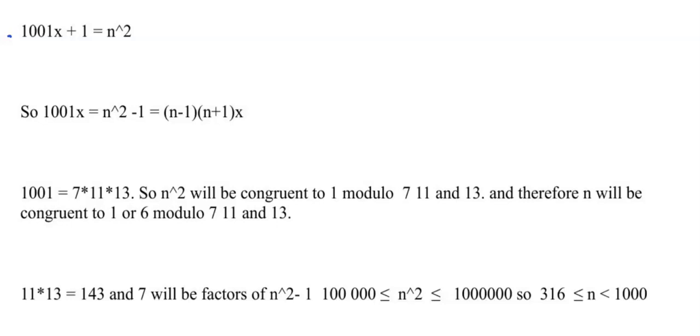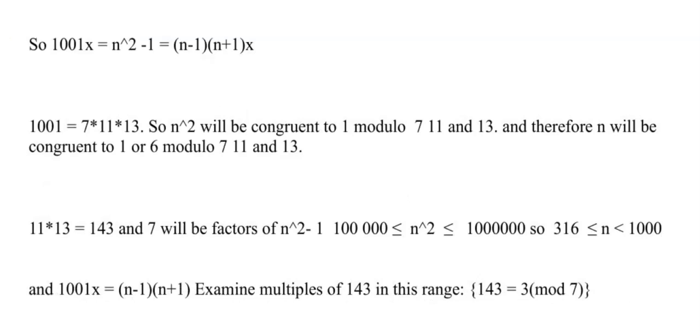100,000 is less than or equal to n squared, which is less than or equal to 1,000,000. So 316 will be less than or equal to n, which will be less than 1,000. So this number, 1001x, will be n minus 1 times n plus 1, and we shall examine multiples of 143 in this range. We need to bear in mind later on that 143 is 3 mod 7.